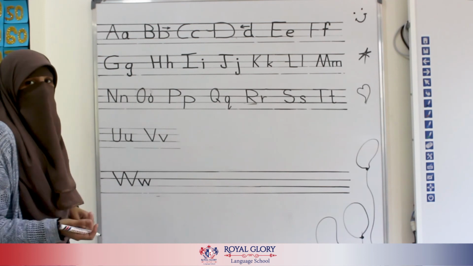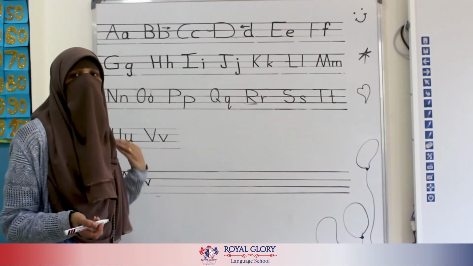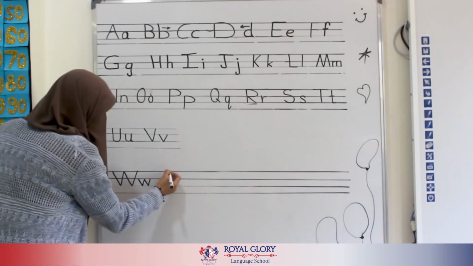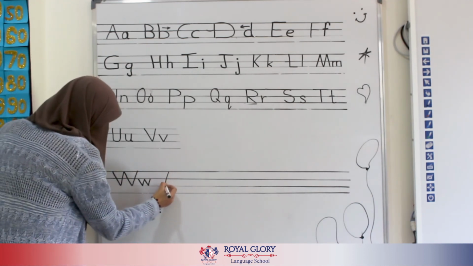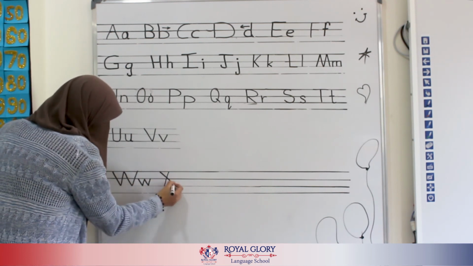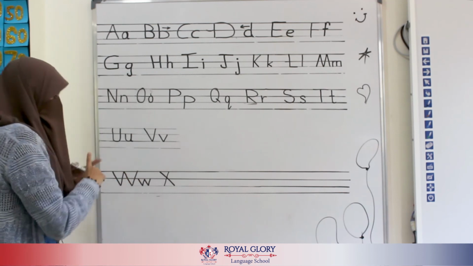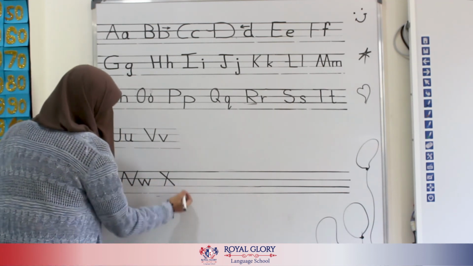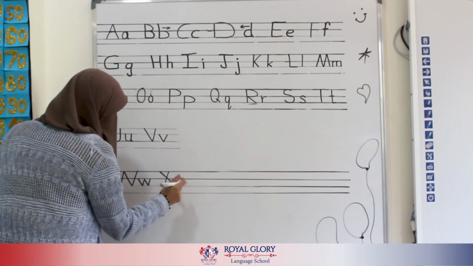Letter X. Its sound is X, like in fox or X-ray. How to write it? Slanting line down, another slanting line down, but cross. Okay. Cross lines like this. The lowercase between line number 2 and line number 3.